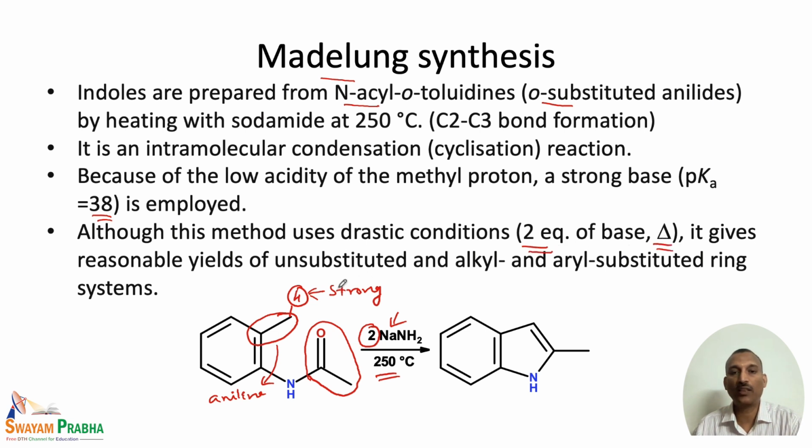So, we call this a very drastic condition, but even then this gives a reasonable yield for the unsubstituted and alkyl or aryl substituted ring systems. So, this is one of the advantages of using this particular harsh condition, and here if the substituent is either alkyl or aryl, they are formed very nicely, with around 60 to 80% yield of the final substituted indoles. So, this is the preferred reaction for the formation of alkyl and aryl substituted ring systems.